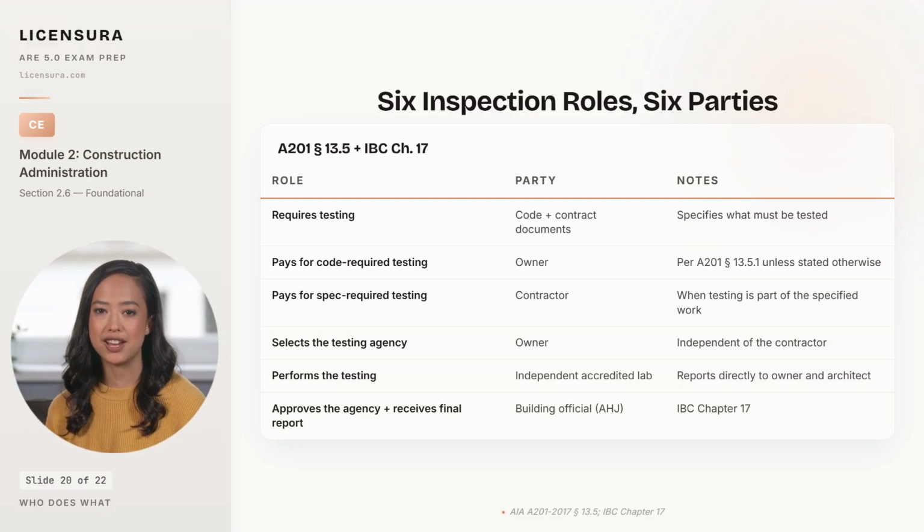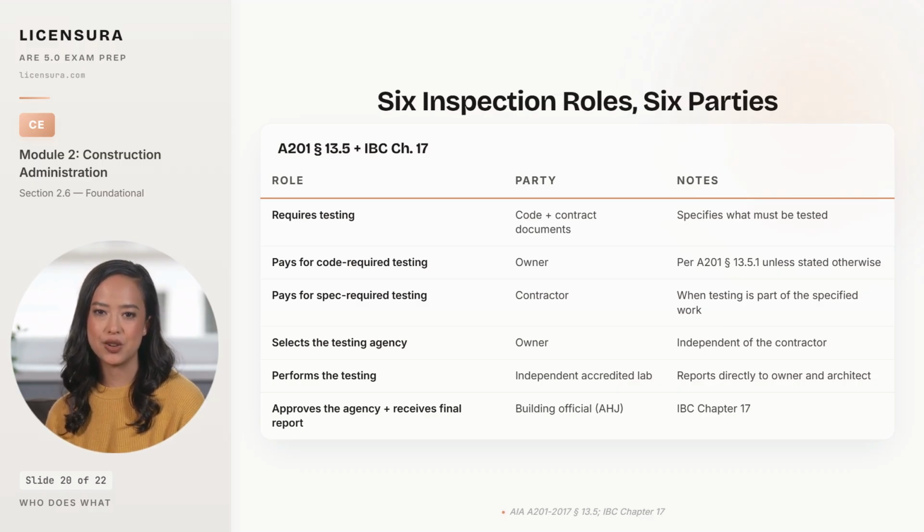The code and the contract documents specify what must be tested. The architect and the structural engineer write the Statement of Special Inspections, and the IBC requires the listed inspections by element type. The owner pays for code-required testing per A201, Section 13.5.1, unless the contract says otherwise. The contractor pays for spec-required testing when the testing is explicitly part of the specified work. Testing that is part of the contractor's quality control program is the contractor's expense. The owner selects the testing agency, which must be independent of the contractor. The contractor does not pick its own checker.